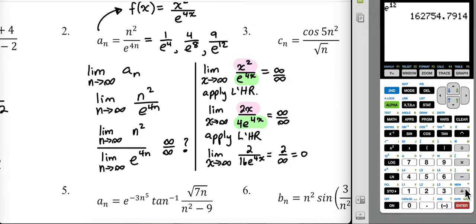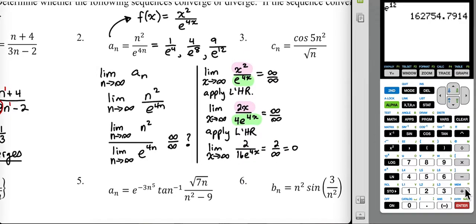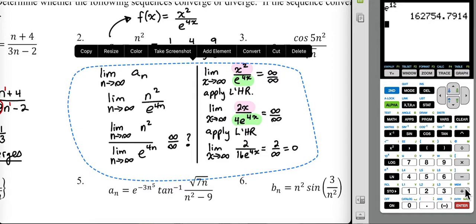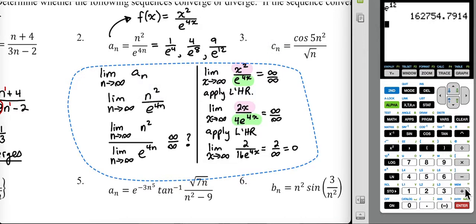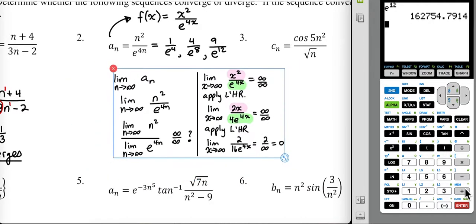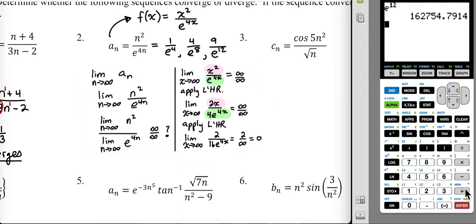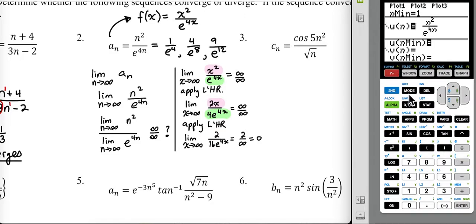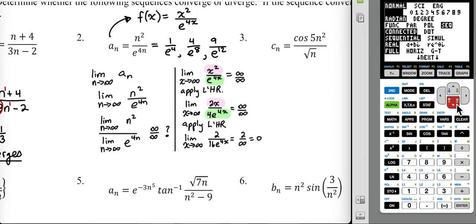That's consistent with the trend we observed in the problem, where the denominator is outpacing the numerator. Oh, I didn't want to hit copy, I wanted to hit resize. If the denominator is outpacing the numerator, then there's every reason to think it's going to 0. And if we go into the other mode, the function mode, we can confirm that.